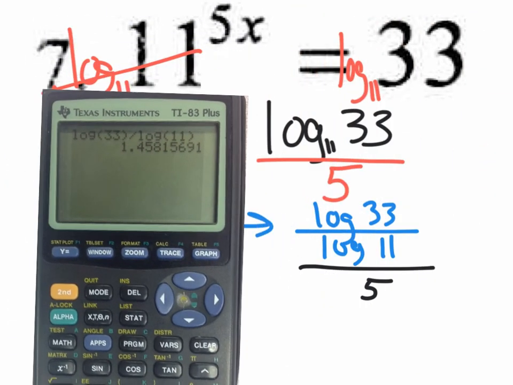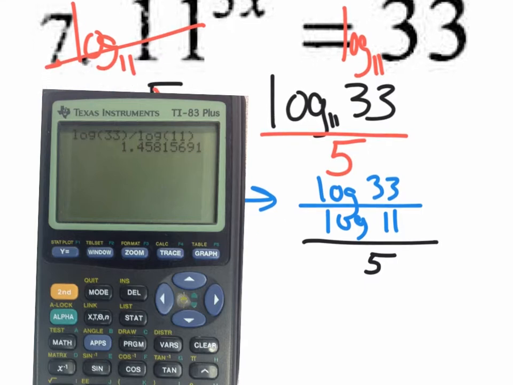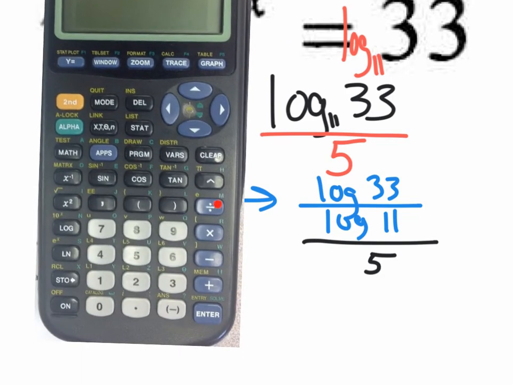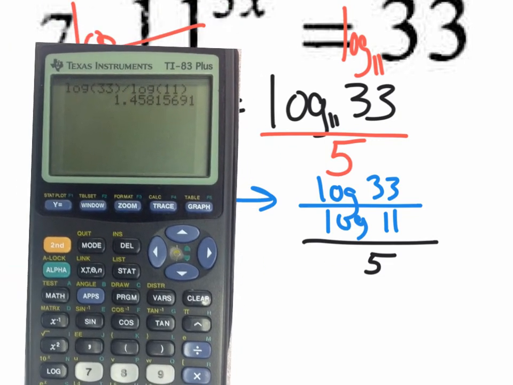What I have to do now is still divide by 5. So on my calculator, all I would have to do is hit the division button and then 5, and that'll simply divide that number right there by 5, and it'll give me my final answer. So if I did hit divided by 5, I'd get the answer x equals 0.29163.